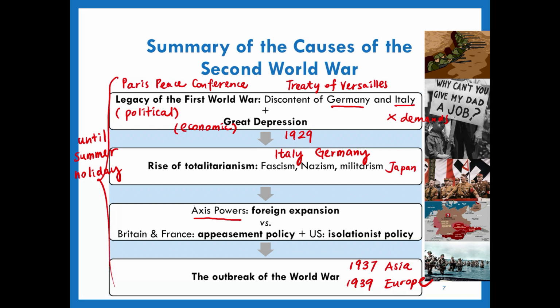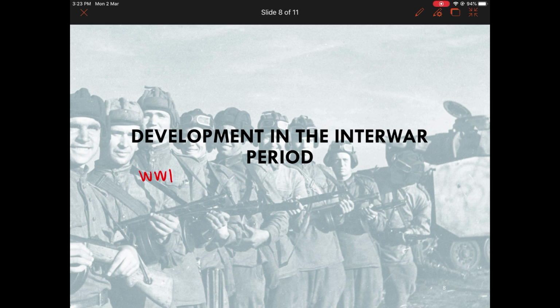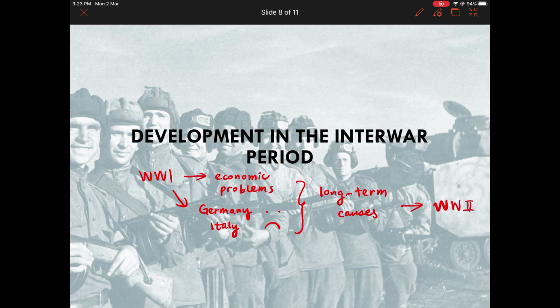Nearly half a year for you to learn only a formula. As you know, the First World War caused the Second World War, but how? You have learned some in the previous video. The First World War caused economic difficulties in most of the countries. It also caused unhappiness among several countries like Germany and Italy. They wanted to challenge the status quo. They're actually the long-term causes of the Second World War.